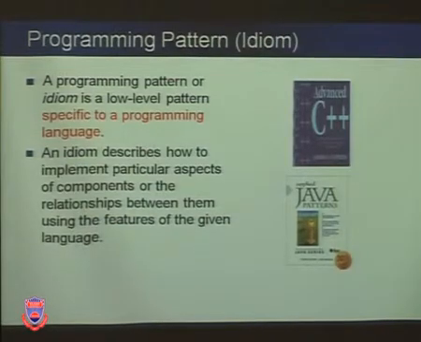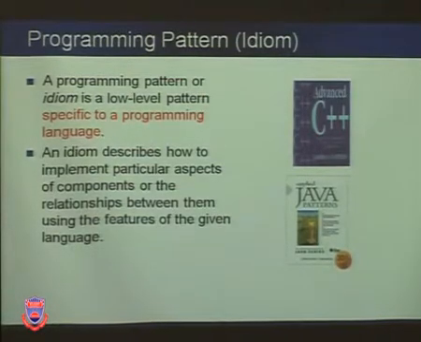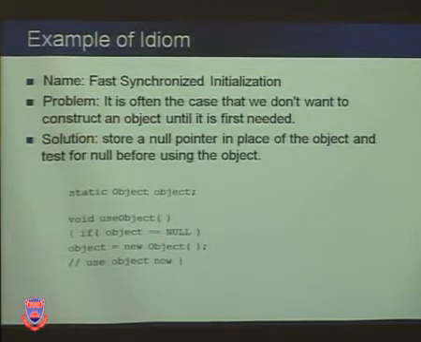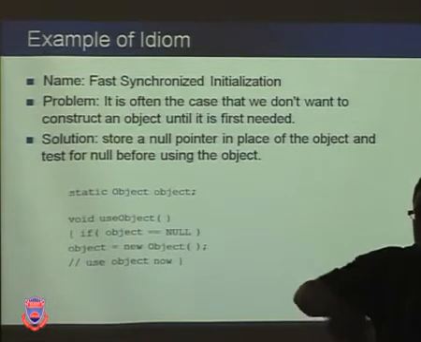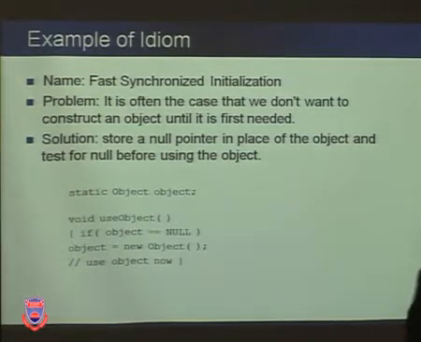We also have programming patterns, or idioms. It is a low-level pattern specific to a programming language, like C++ or Java. An example of a programming pattern: fast synchronized initialization. Problem: it is often the case that we don't want to construct an object until it is first needed. Maybe the object is large and, for performance reasons, you don't want to create it until you really need it.